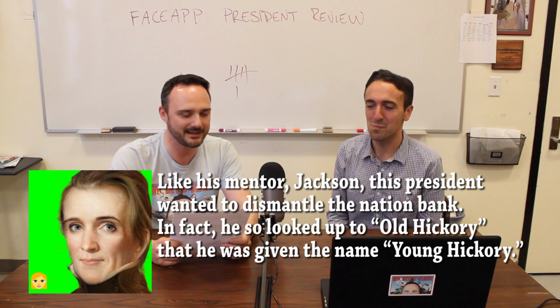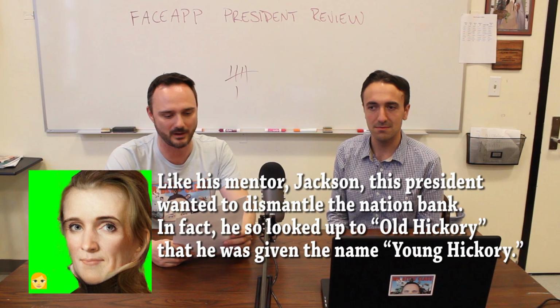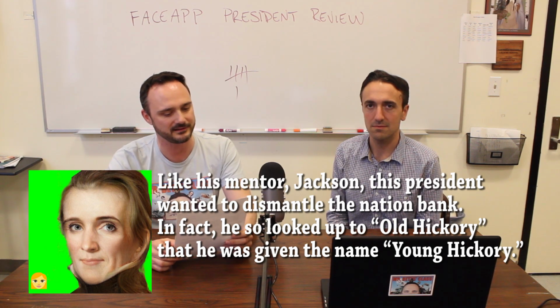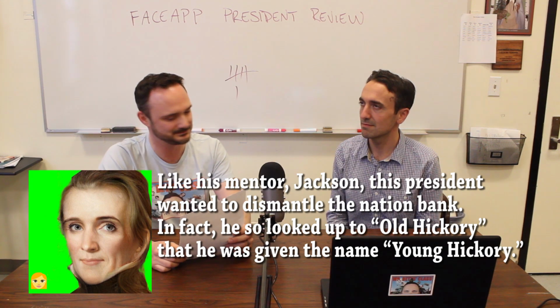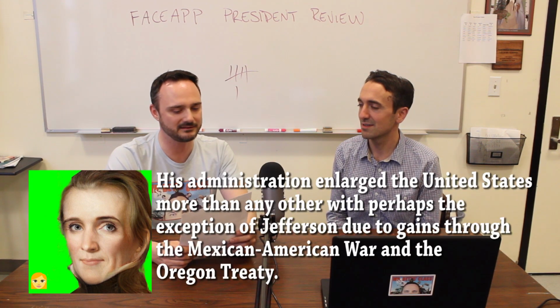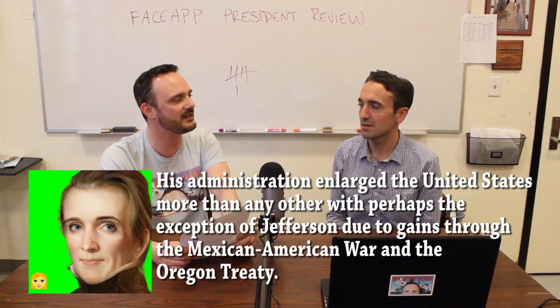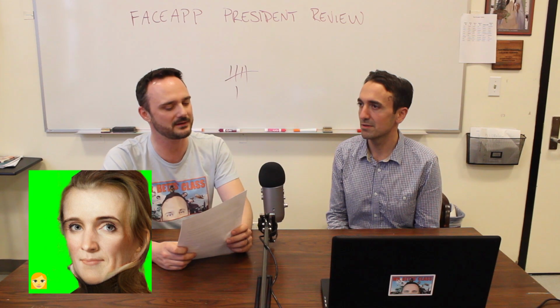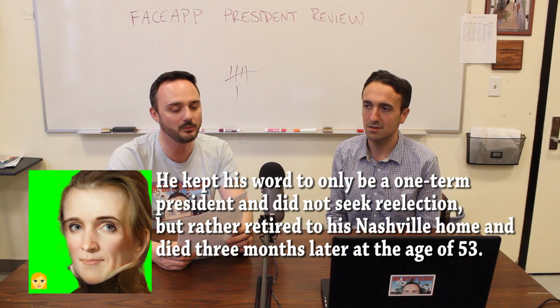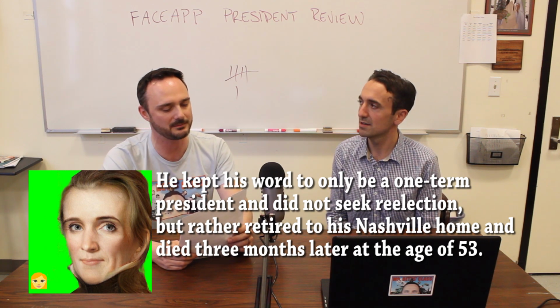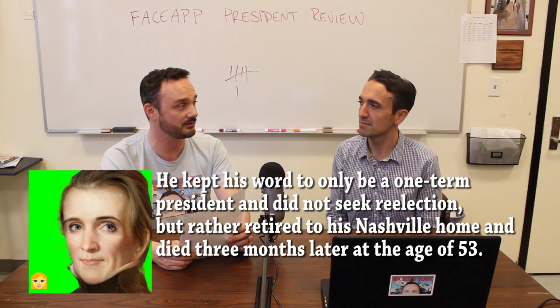Yes, she does. Like his mentor, Jackson, this president wanted to dismantle the National Bank. In fact, he so looked up to Old Hickory that he was given the name Young Hickory. Clue number 2. His administration enlarged the United States more than any other, with perhaps the exception of Jefferson, due to gains through the Mexican-American War and the Oregon Treaty. And clue number 3. He kept his word to only be a one-term president and did not seek re-election, but rather retired to his Nashville home and died 3 months later at the age of 53.